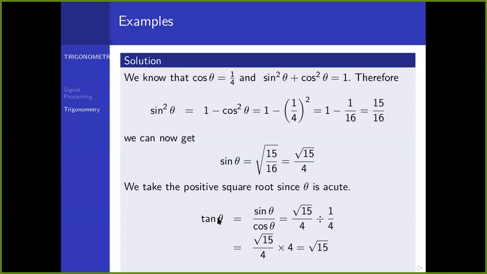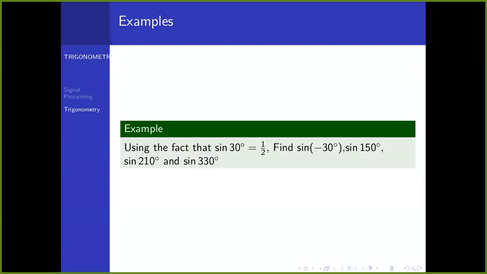Because the question is asking for the tan squared. So this was incomplete, but you can correct that. I think it's not a very big mistake.